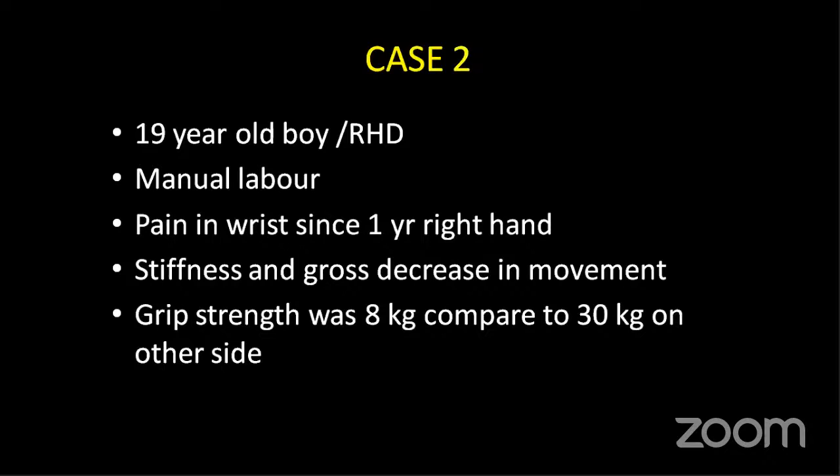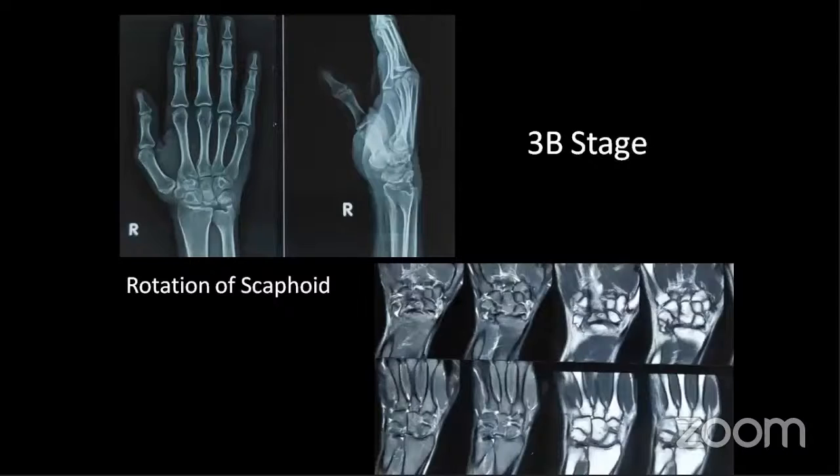A 19-year-old boy, right-handed, manual laborer, pain in the right wrist since 1 year, stiffness and gross decrease in movement. This time I have measured the grip. It was 8 kg compared to 30 kg on the other side. This was stage 3B, where the scaphoid is rotated. Here, the signet ring appearance is seen.